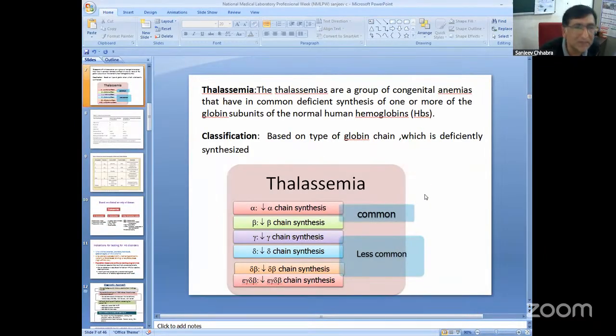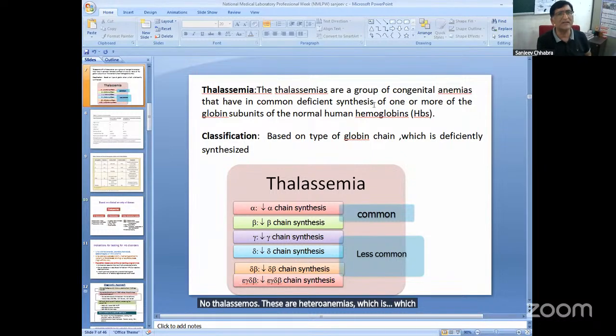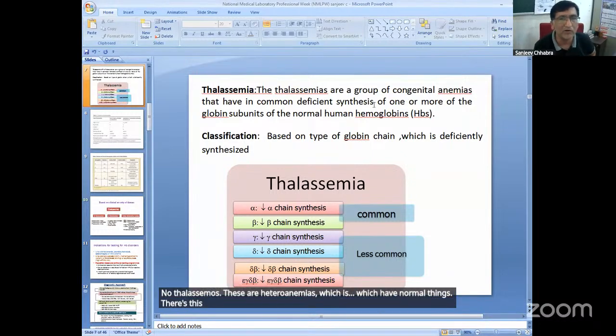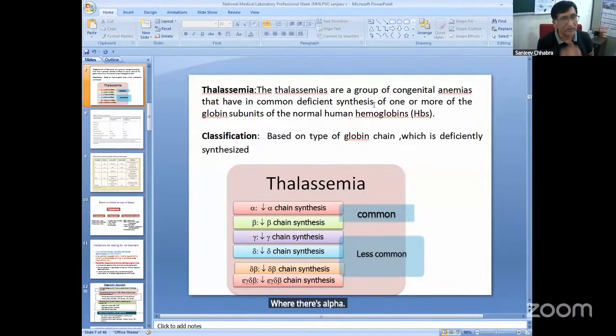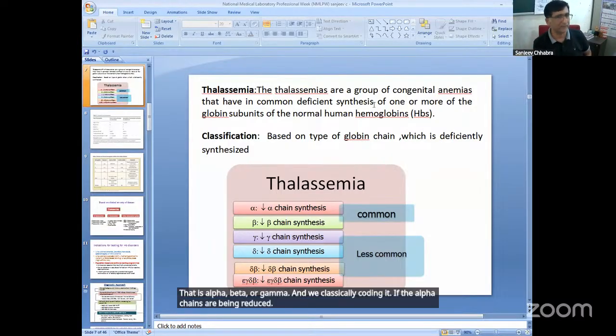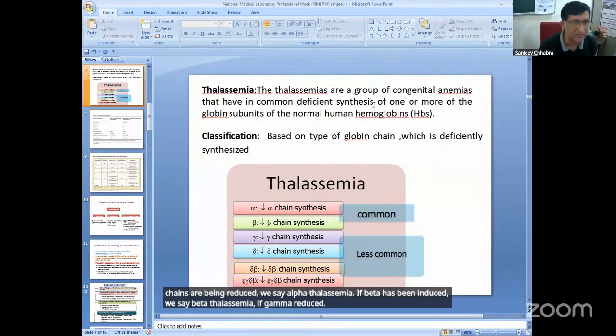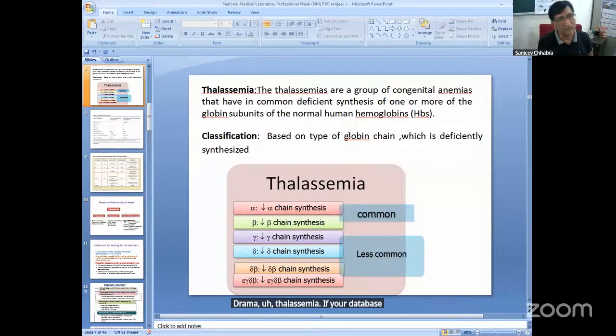Now thalassemias. These are anemias which have a common thing: a reduced production of one or more globin subunits, whether alpha, beta, or gamma. And we classify accordingly. If the alpha chains are reduced, we say alpha thalassemia. If beta is reduced, we say beta thalassemia. If gamma is reduced, gamma thalassemia. If delta and beta are reduced, we say delta beta thalassemia, like this.